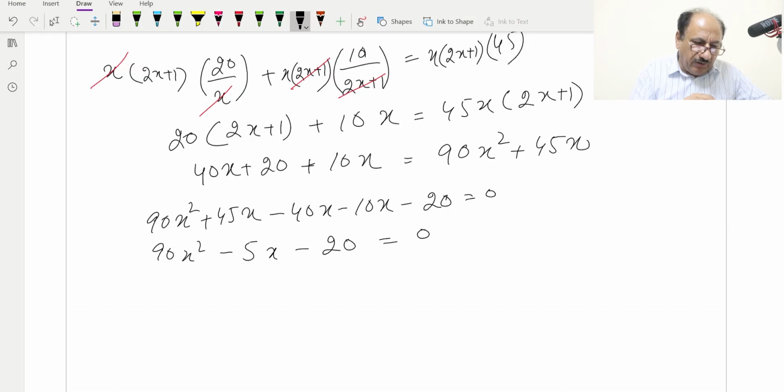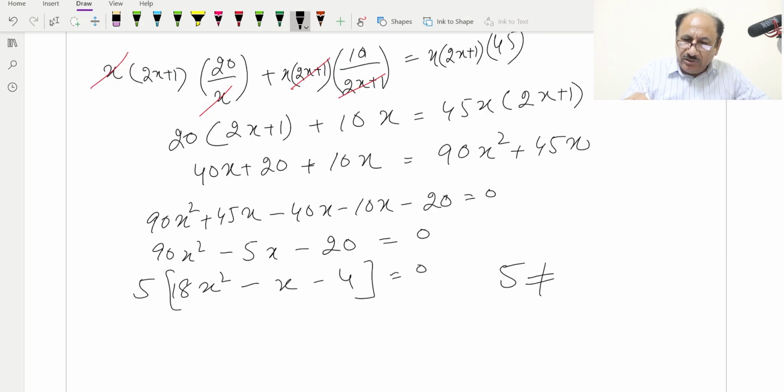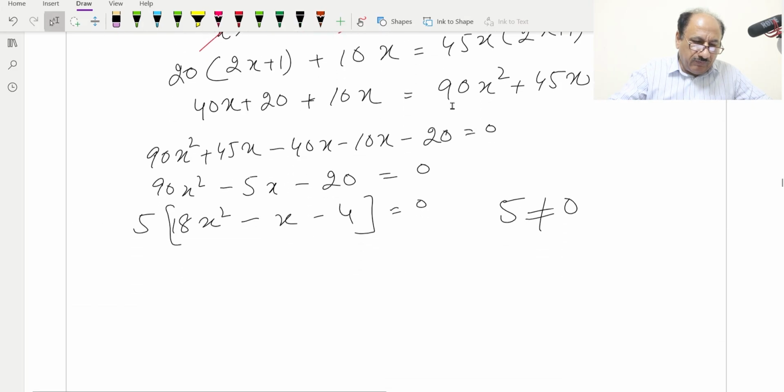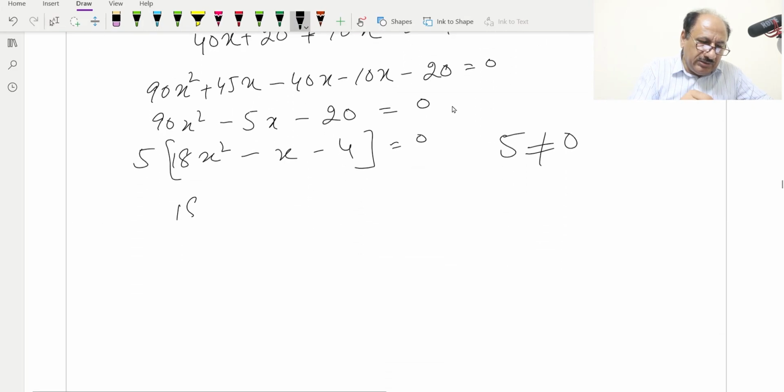Now we can take 5 common, so inside will be what? Inside will be 18x squared. We can take 5 common, and this will be minus x and minus 4, and this will be equal to 0. And we know 5 is not equal to 0. So what we will do, we will write 18x squared minus x minus 4 is equal to 0.